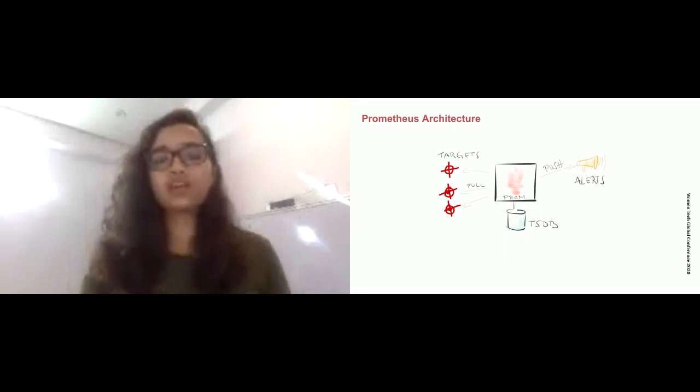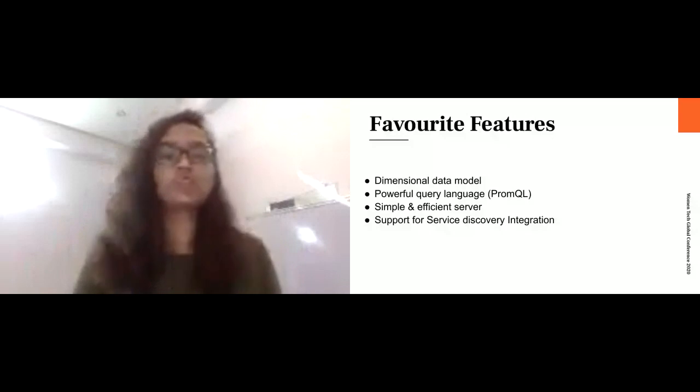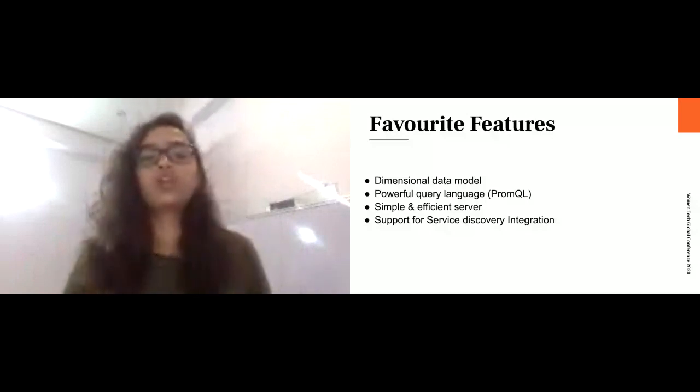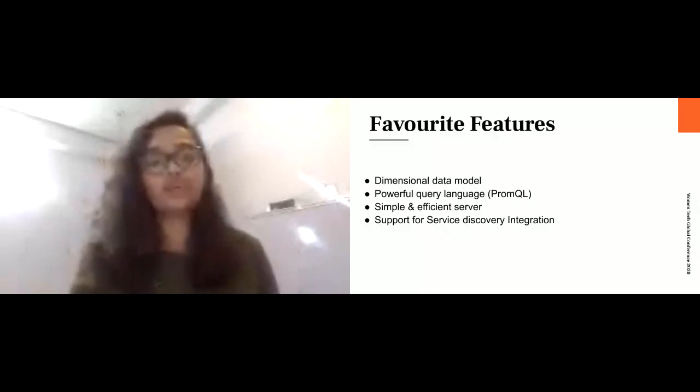I think it's kind of clear. Now let's go to the favorite features. It's the dimensional data model. It has a powerful query language. PromQL is the language which Prometheus understands. It's a simple and efficient server, and the best thing which makes it so powerful is support for service discovery integration. Like you can have Consul, or you can do service discovery with Kubernetes, etc.